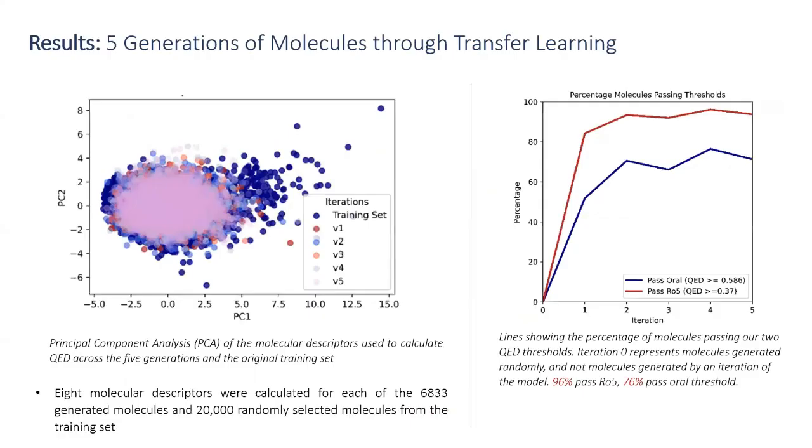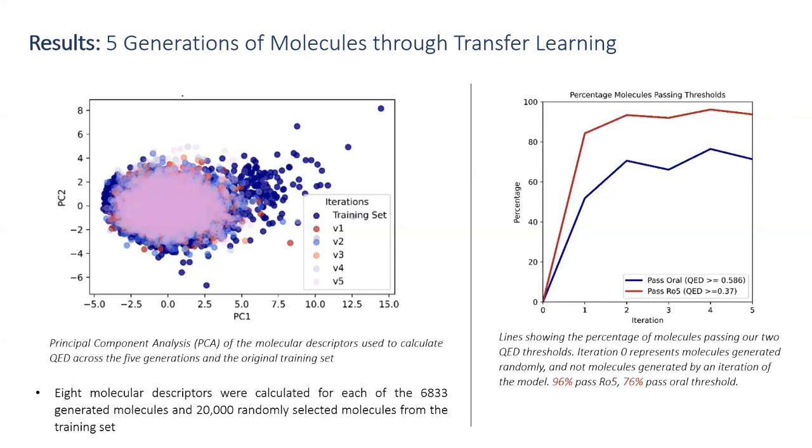This can be seen here on the left-hand side, where I conducted principal component analysis on each of the generated molecules across all 5 generations. And what I found is that across generations, the model optimizes for a smaller and smaller, more optimal part of the chemical space. On the right-hand side, we can see that this is also reflected, where across generations, the percentage of molecules passing our 2 thresholds consistently increases, with 96% passing Lipinski's rule of 5 and 76% passing our oral bioavailability threshold.